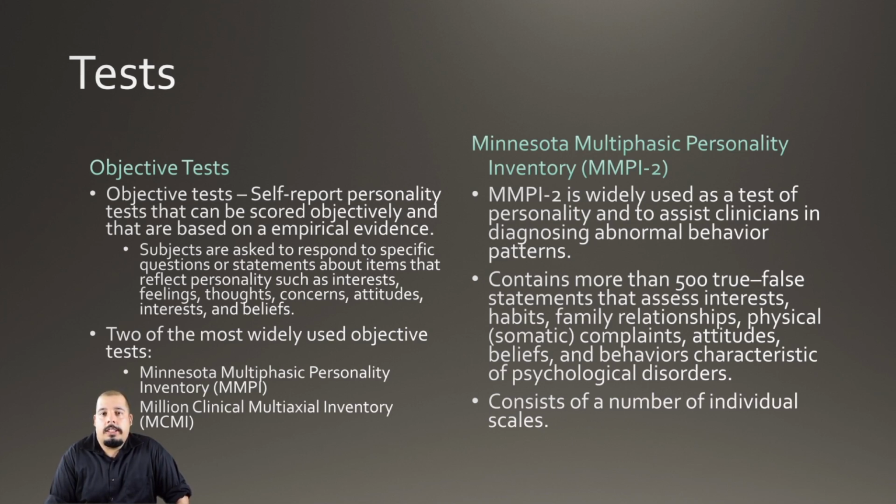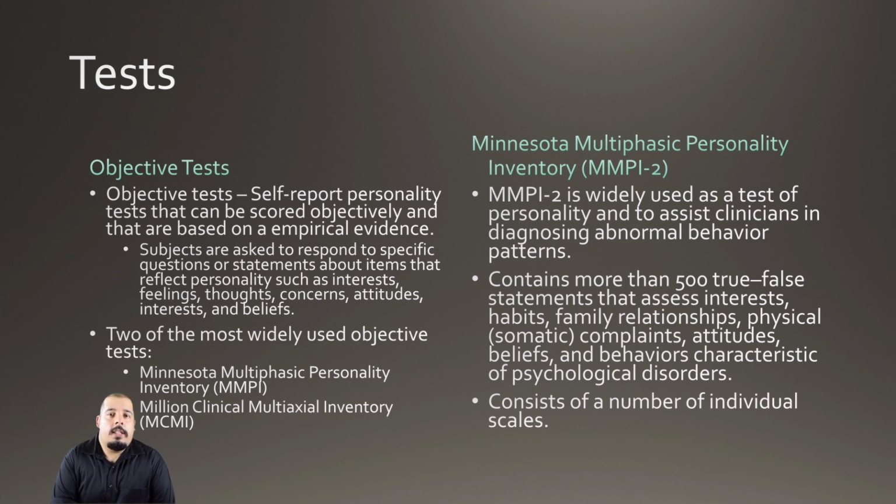They measure personality traits such as emotional stability or instability, masculinity, femininity, and introversion, etc. They respond to questions or statements about their feelings, thoughts, concerns, attitudes, interests, beliefs, and the like. The answers to these questions are usually true-false, or a Likert scale such as 1 always, 2 sometimes, 3 never, etc. Two of the most commonly used objective tests are the MMPI-2 and the MCMI.